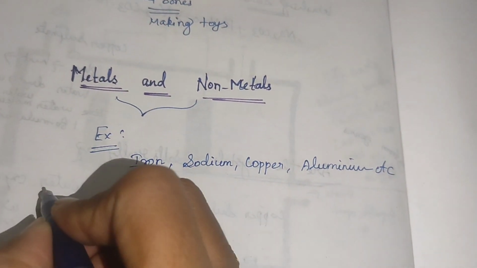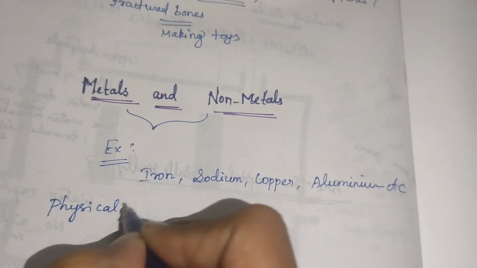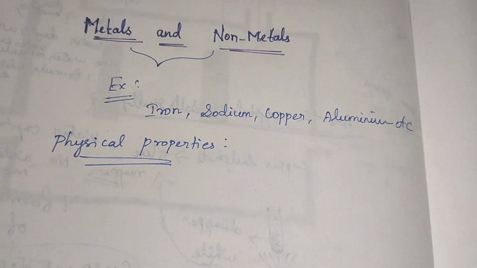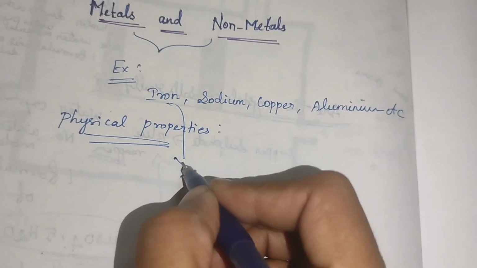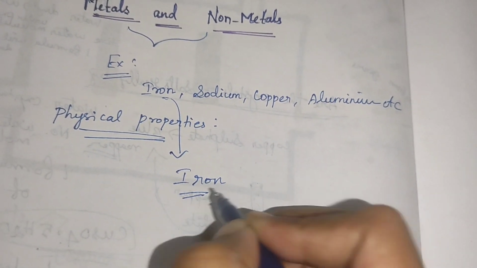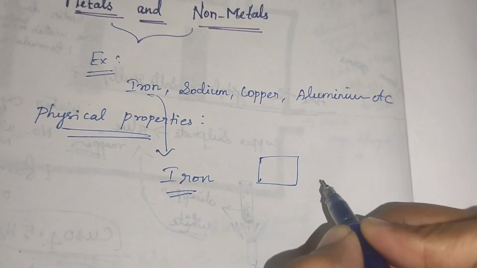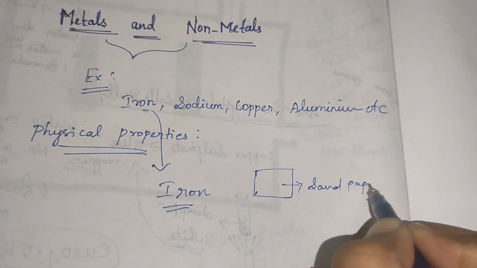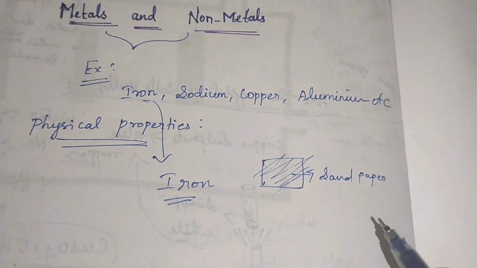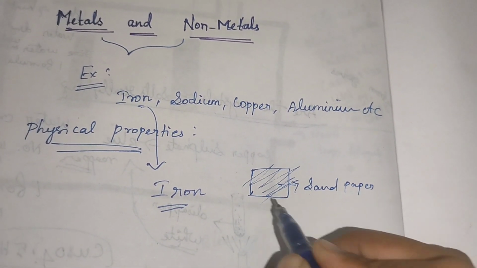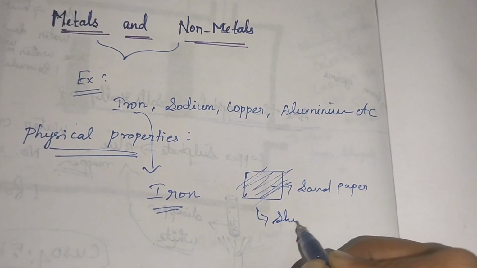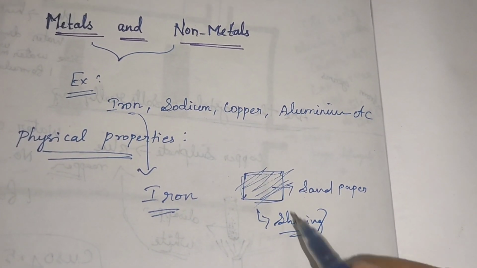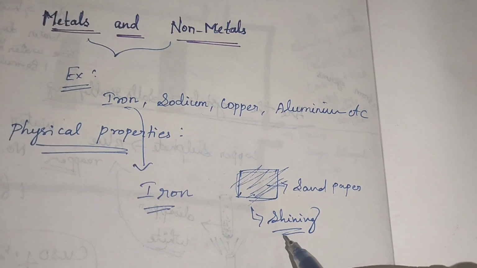Now, we are going to see some of the physical properties of metals. First, for example, we are taking this piece of iron, and I am cleaning this iron with sandpaper. After cleaning that iron, its surface looks very shiny.